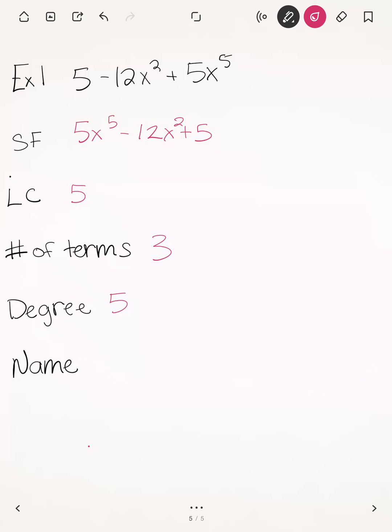Now to name it, we're going to name it by the degree and the number of terms. So the degree is 5, which makes it a quintic. Hopefully I spelled that right. I did. Okay, now I need to name it by its terms. It has 3 terms, which makes it a trinomial. See if I can spell that. So it's a quintic trinomial.